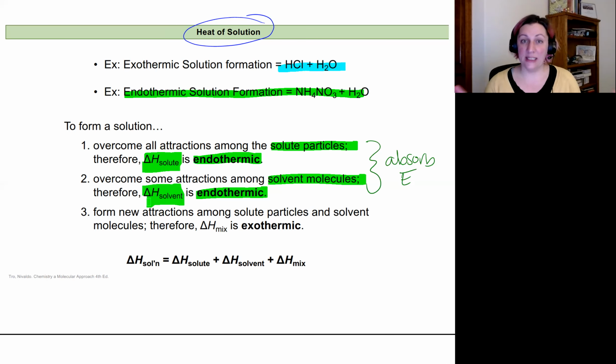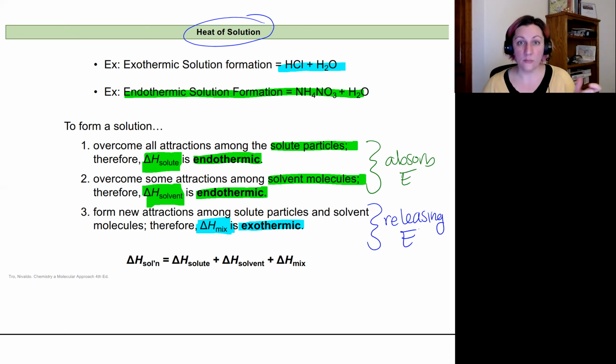Now, as we bring these together and form new attractions, we're going to have an exothermic process. And this is really when we're mixing them. So we call this the heat of mixing or the enthalpy of mixing. And in this process, we're going to be releasing energy. As we form those attractive intermolecular interactions, it'll stabilize the whole situation and release energy as those attractive forces form between them.